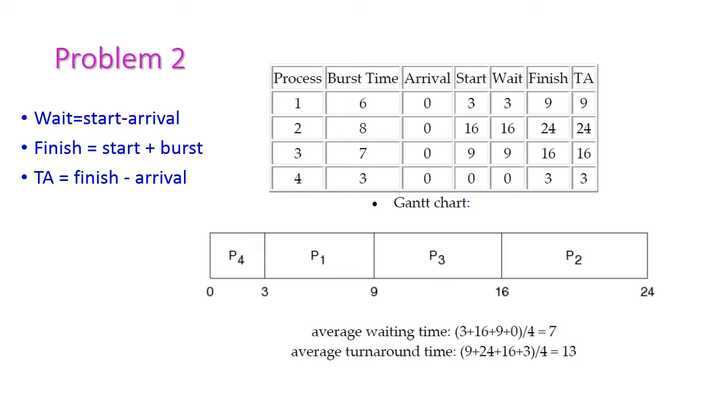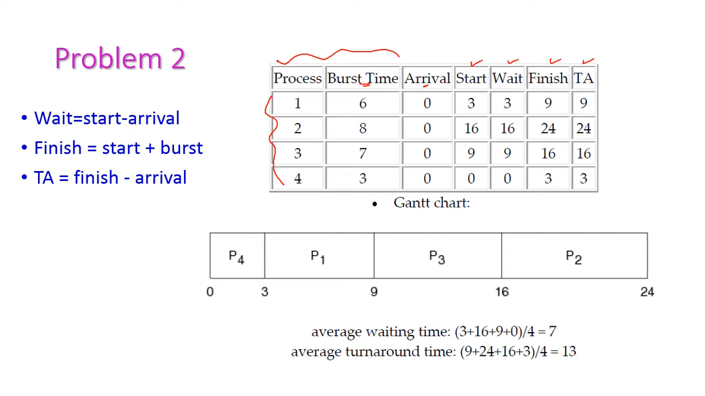Next, let us see another problem. Here also we are having 4 processes and corresponding burst time also given, but they didn't mention any arrival time, hence we have to assume the arrival time is 0 for all the processes. So only these things will be given in the problem, then we have to compute the start time, wait time, finish time and turnaround time for all the processes.